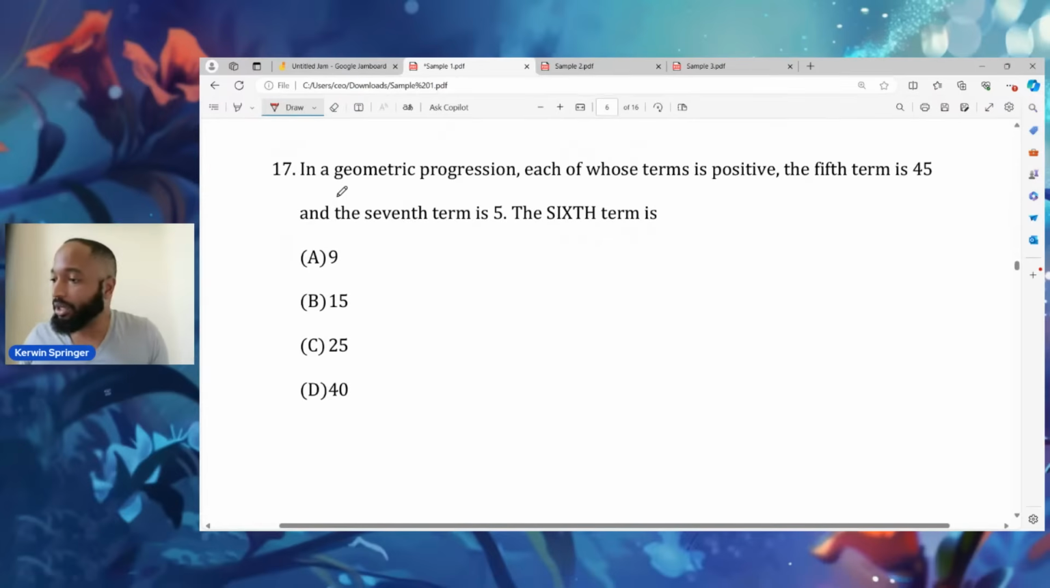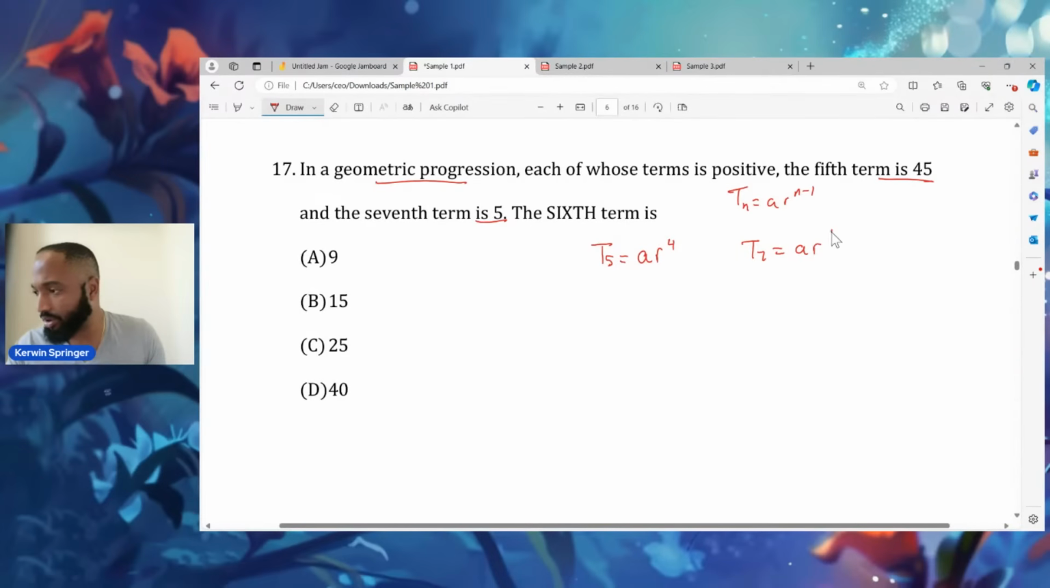to get the answer. In a geometric progression, each of whose terms is positive, the 5th term is 45 and the 7th term is 5. The 6th term is? All right, so if the 5th term is 45 and the 7th term is 5, it's a GP, and we're using stuff like common ratio. So the 5th term is ar to the power of 4, right? Because ar to the n minus 1 is Tn. And the 7th term is ar to the power of 6.